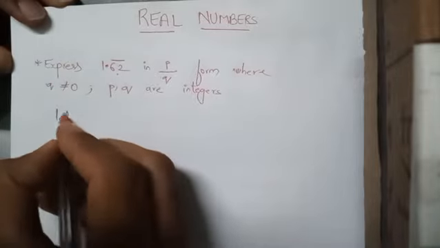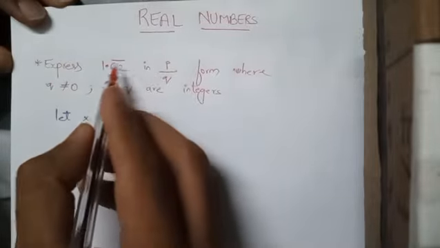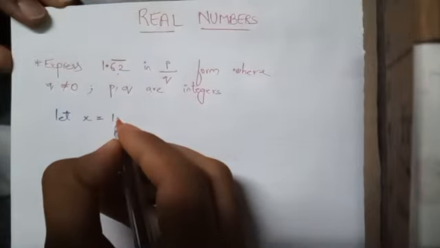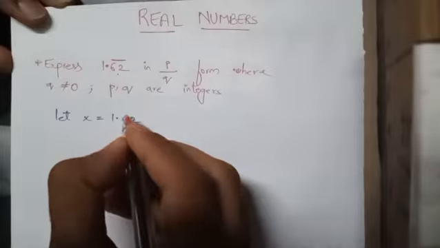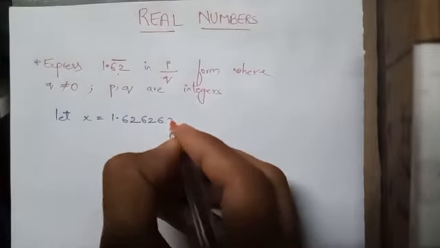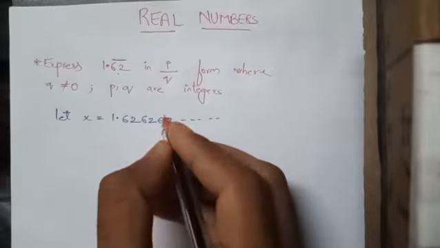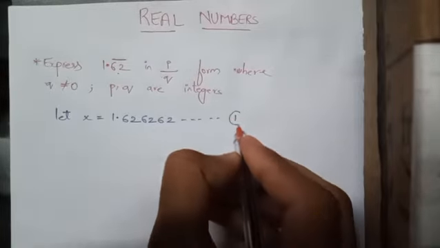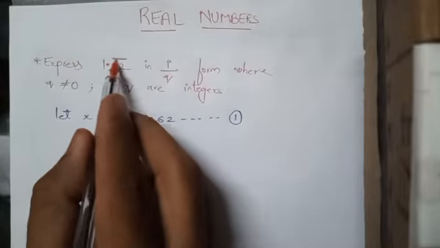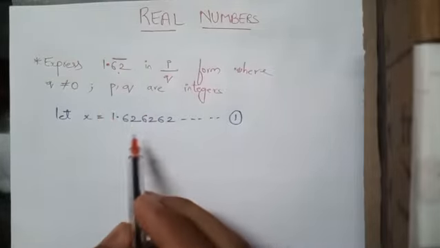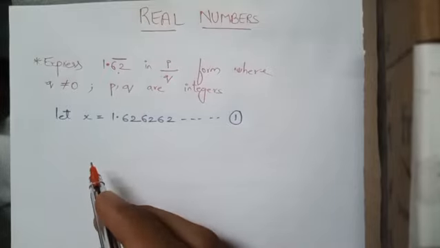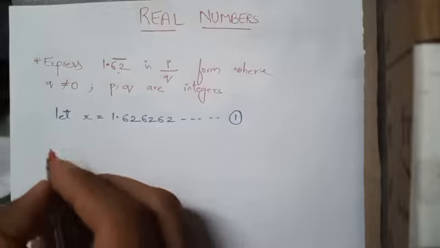Initially, we have to assume this 1.62 bar as x. As it is a bar, we have to write it multiple times, like 1.626262 and so on. This is the procedure, guys. Consider this as equation 1. The numbers which have bars will be written multiple times, and we consider this x value as equation number 1.